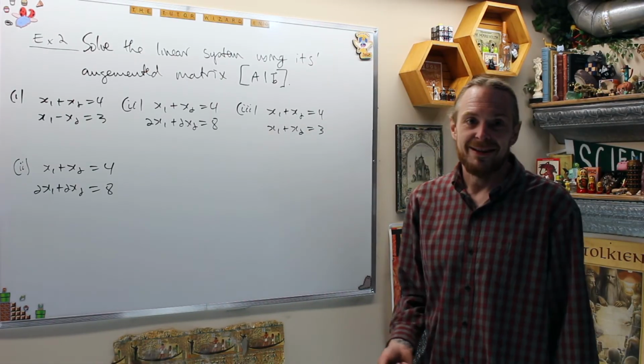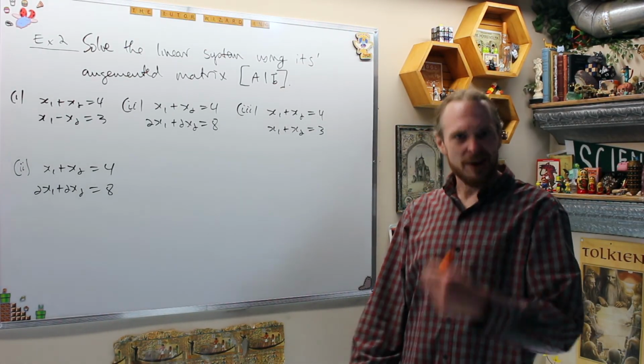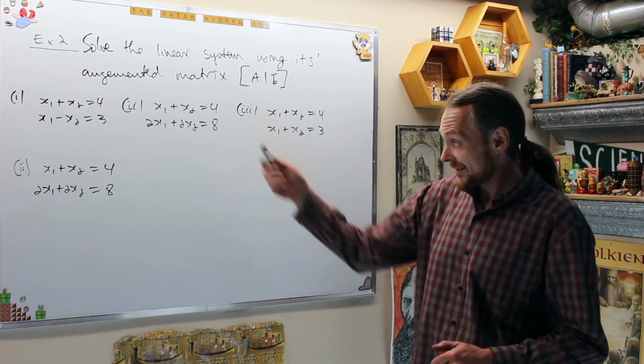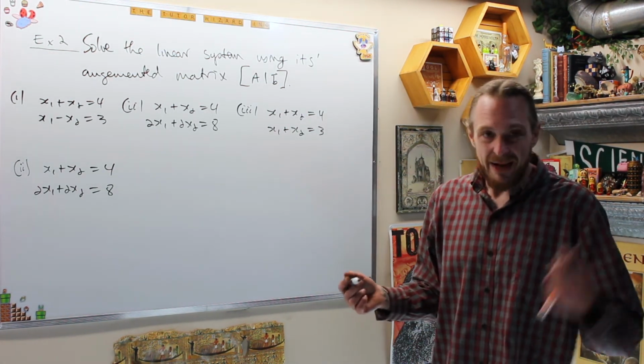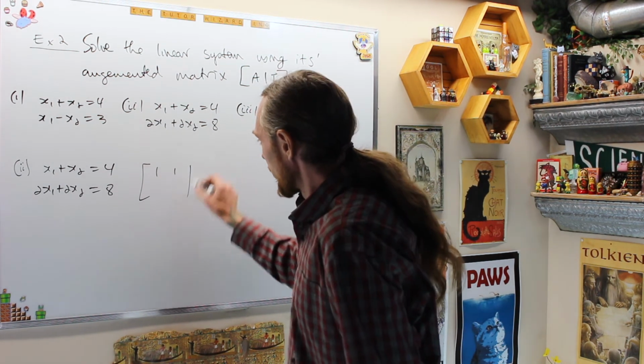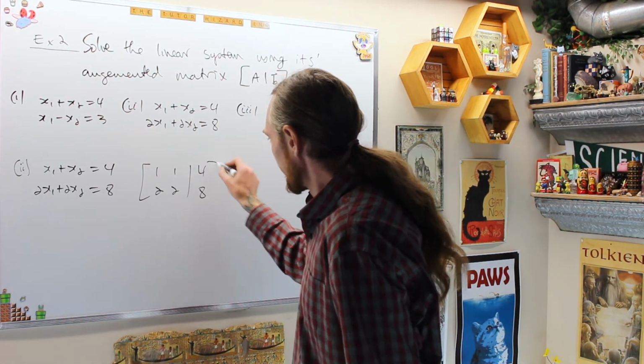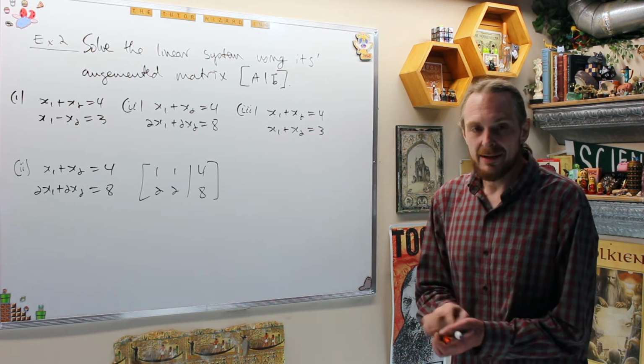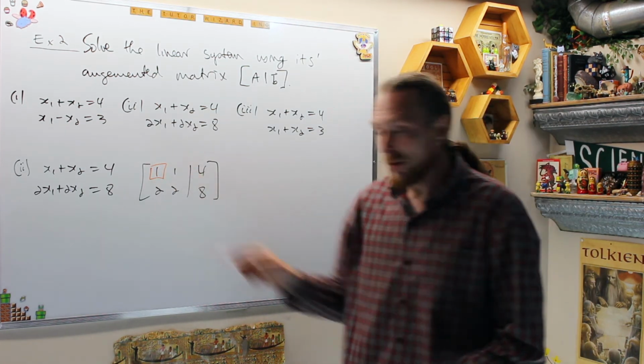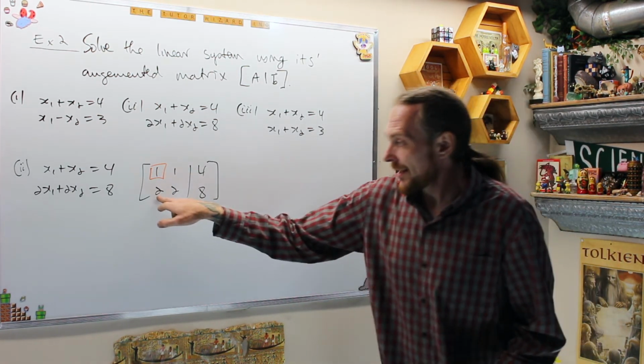All right, for the second one, now that you've sort of seen the game, I don't have to talk as much. I like to talk, but we can keep this at a minimum. Augment the matrix, it becomes Pavlovian. 1, 1, 4, 2, 2, 8. Now you can see the mantra is always get a leading 1 in the top left corner. I have that. Now I have to eliminate below.